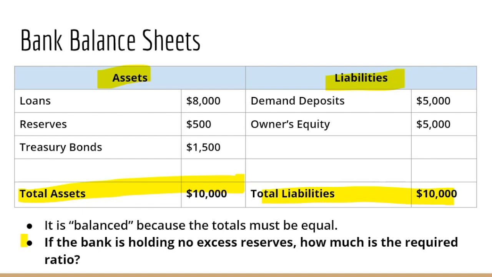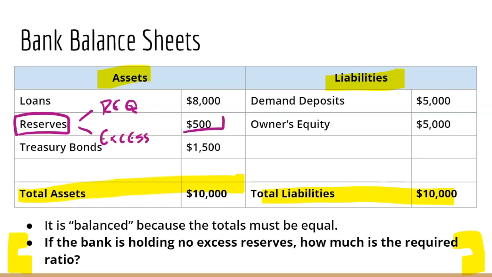And so let's take a look at this bolded question at the bottom of your screen. If the bank is holding on to no excess reserves, how much is the required ratio? In other words, how much does the bank legally need to hold on to, by law? Well, we know our reserves right here, and we know that our reserves is made up of our required reserves as well as our excess reserves.